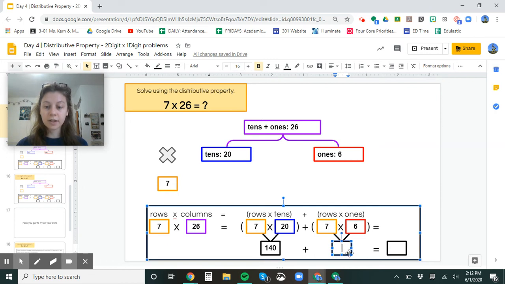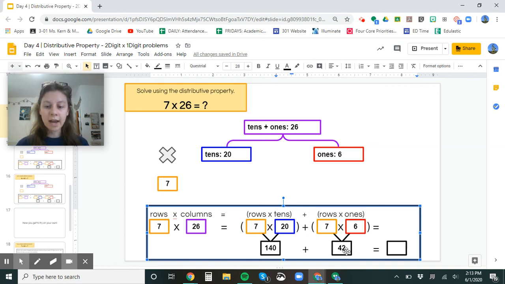Now I'm going to come over here and solve my other multiplication problem. 7 times 6. Well, if I wasn't sure, I could skip count. And I'm better at skip counting by sixes. So I'm going to go 6, 12, 18, 24, 30, 36, 42. So I'm going to type 42 in the box. And now I've solved my smaller multiplication problems that were much easier.